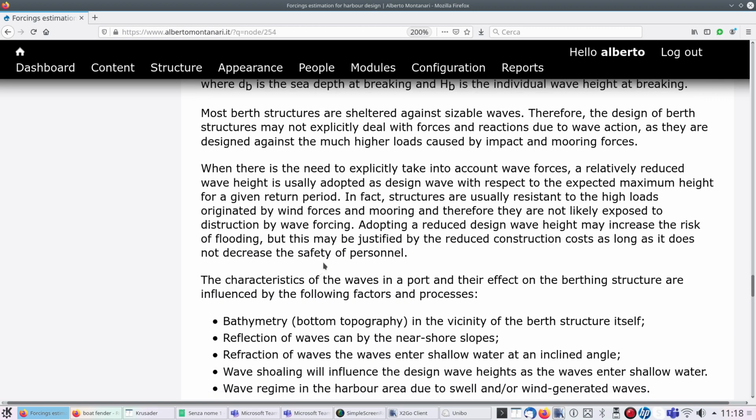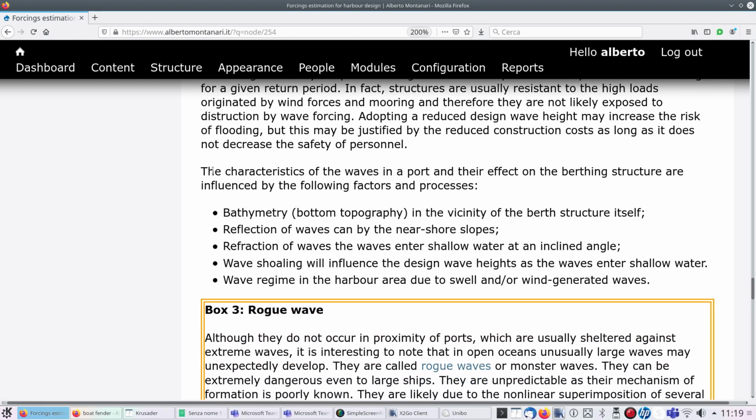So, now let's take into account what are the behaviors of the port which have an influence on waves inside the port, and then let's discuss what is the ideal return period which we should use for determining the design wave height. And after designing the wave height, we can get an idea of the wave forcing. So actually, the characteristic of the waves depends on the bathymetry. We already discussed it in the vicinity of the berth. Also, we have to take into account reflection, refraction, and also shoaling, because it's due, as you know, to the interaction of waves with the seabed, which causes the wave height to increase, and eventually it may cause wave breaking.